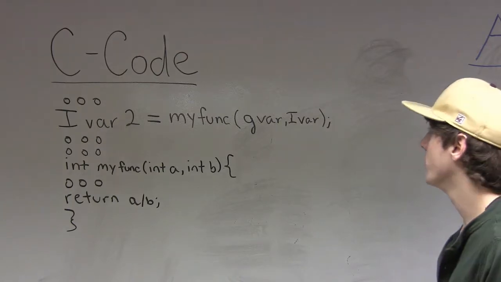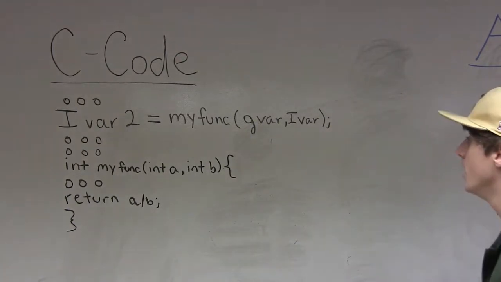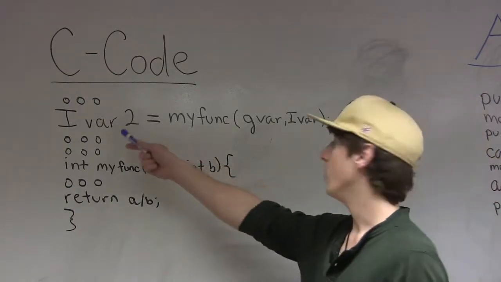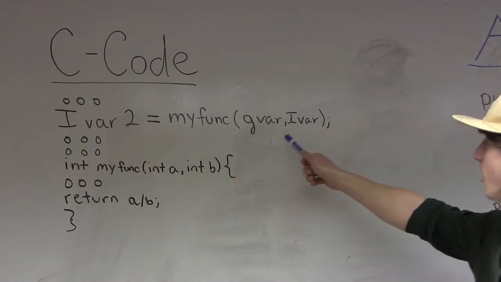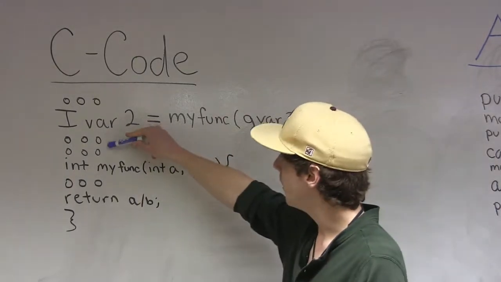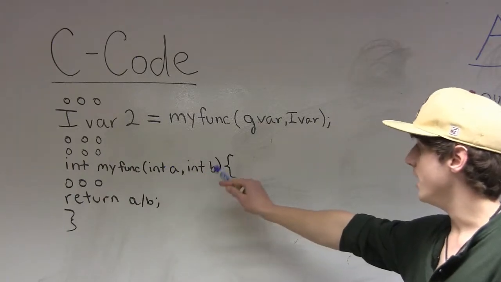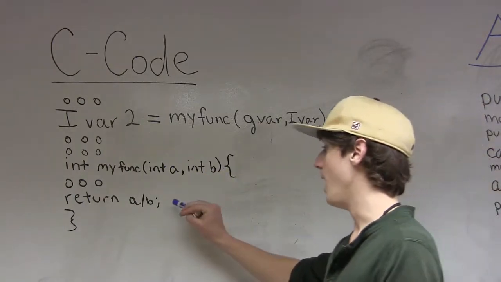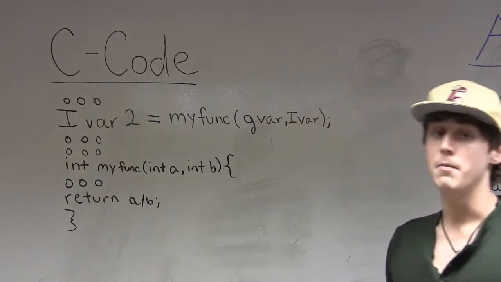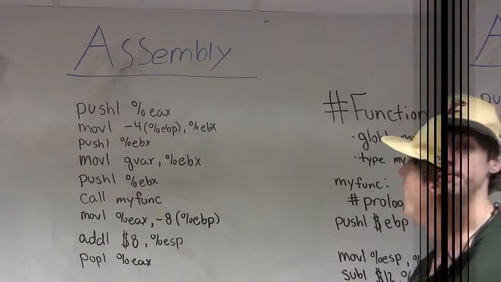Hi, for this example, we're going to be taking C code and translating it into assembly. We have ivar2 equals myfunc(gvar, ivar), and then some code that really doesn't matter, and then int myfunc(int A, int B), and we're going to be returning A over B. Something important to keep in mind is that there is already important data stored in the A register.